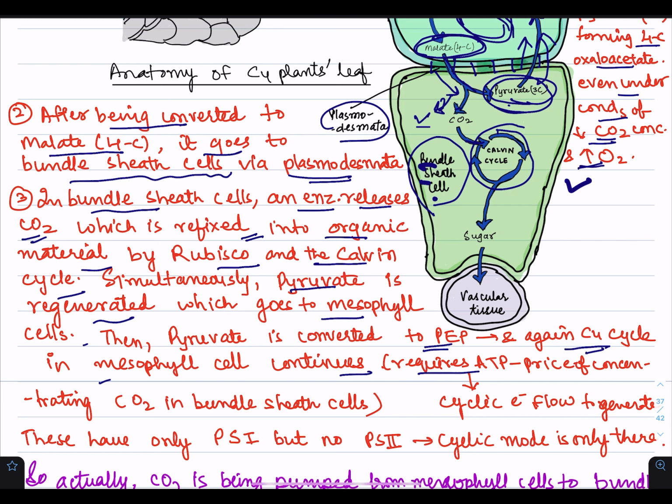This procedure requires ATP. This whole procedure is requiring ATP, so we can say that it is the price of concentrating the carbon dioxide in bundle sheath cells. The carbon dioxide is being concentrated in this bundle sheath cell, and the ATP requirement is the price which the plant has to pay. And this ATP is used for cyclic electron flow.